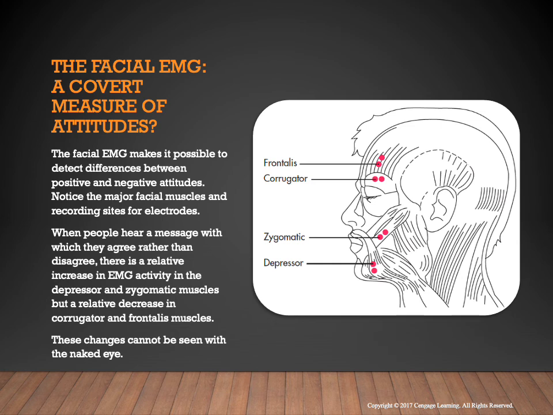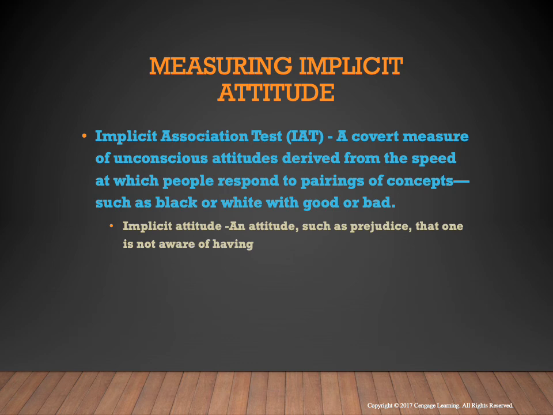If you direct your attention to the diagram on the right, you'll notice the major facial muscles and recording sites for various electrodes. When people hear a message with which they agree rather than disagree, there's a relative increase in EMG activity in the depressor and zygomatic muscles. So those are the muscles in the lower part of the face. But relative decrease in the corrugator and frontalis muscles. Those are the muscles above the eye. These changes cannot be seen by the naked eye. So early research is showing that the EMG may be able to help detect certain attitudes even when they're not overtly expressed.